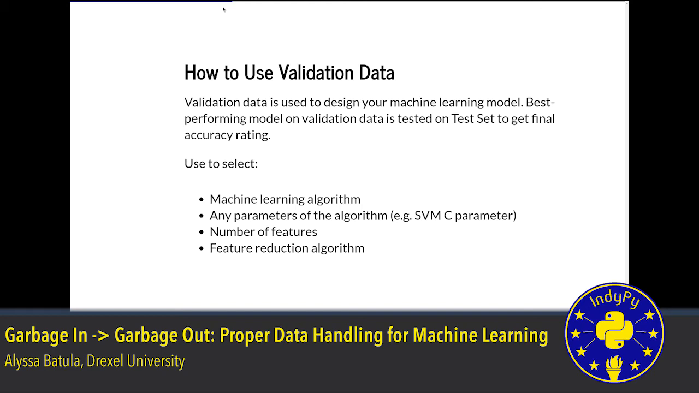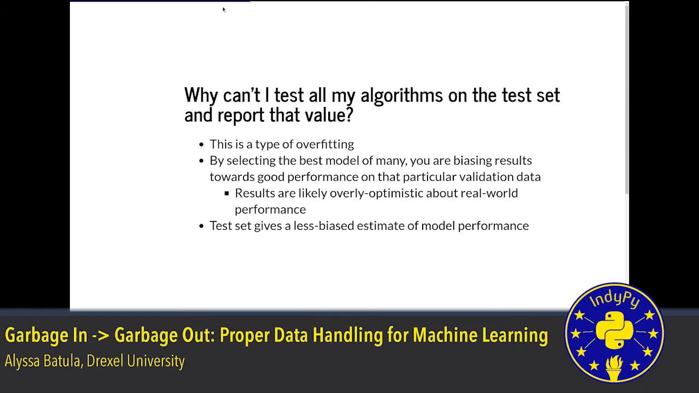I went over this a little bit before. Why can't I just train all of the algorithms that I'm considering on the training set, test them on the test set, and just use that accuracy? Why doesn't this work? Because that's a type of overfitting. When you select the best model out of many, you're biasing your results towards good performance on that particular test set. So the results will usually be in the ballpark, but they're going to be a little optimistic over how it is actually going to perform in the real world. So using a third test set on that final selected classifier is going to give you a less biased estimate. And as I said before, that's really what you want. You want to know how it's actually going to work.